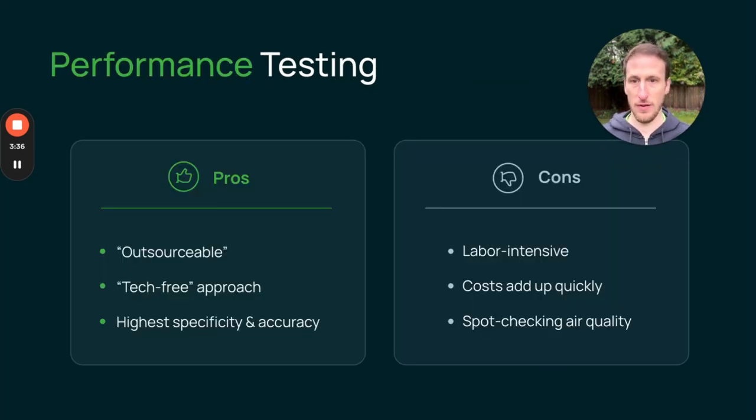Let's start with performance testing. So probably the biggest benefit, and I'd say, well, first of all, we should say the reason why a lot of projects go with performance testing is just because it's the way it's always been done. The WELL Building Standard originally essentially required performance testing because a lot of technology was not able to do continuous monitoring. So there's a good reason, historically, this was the only way.